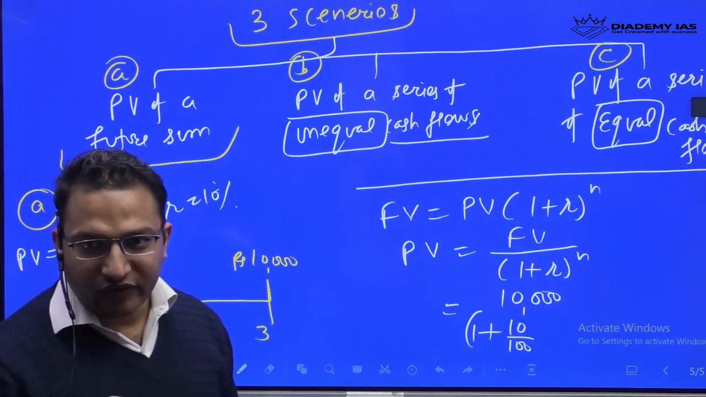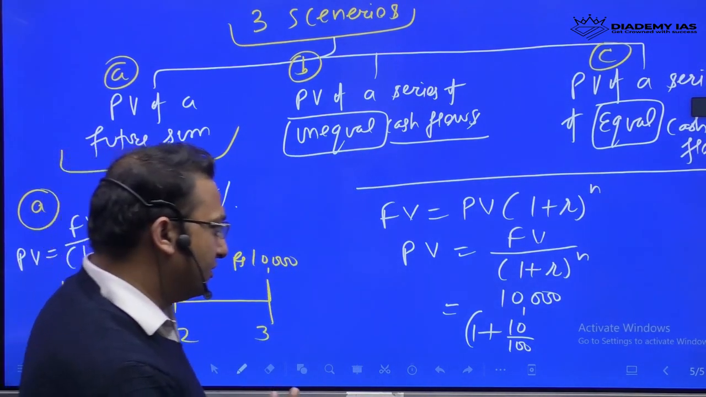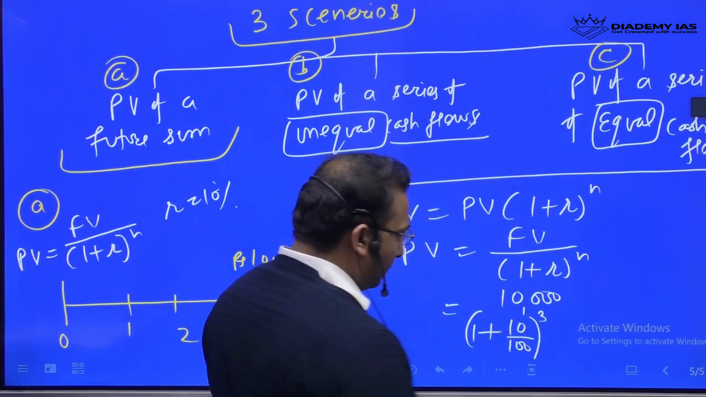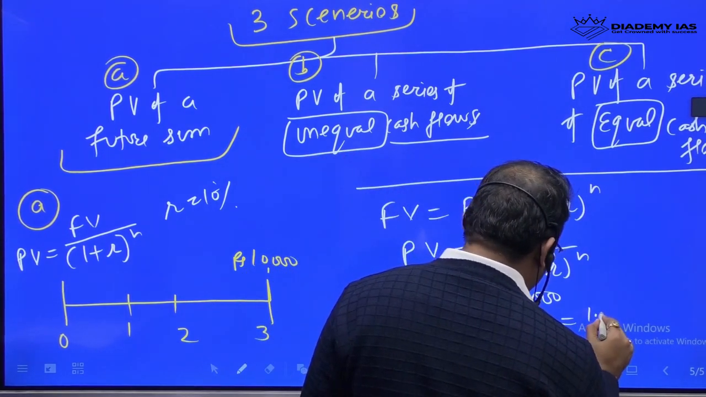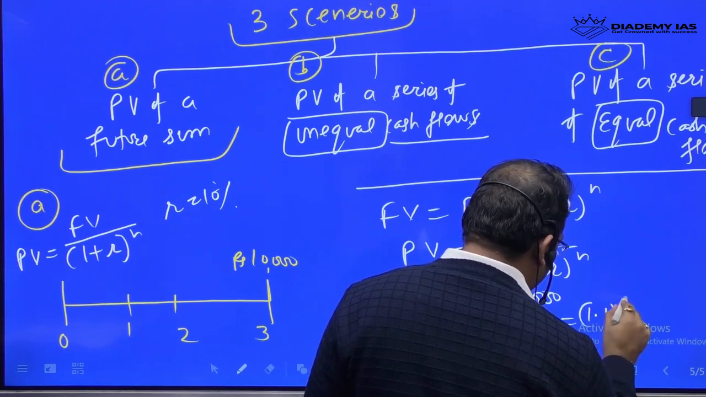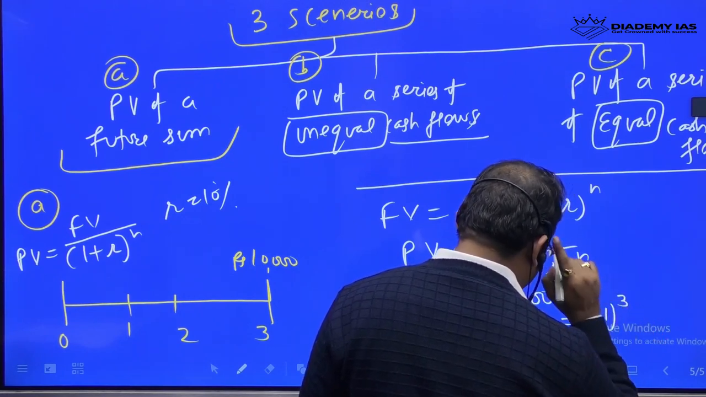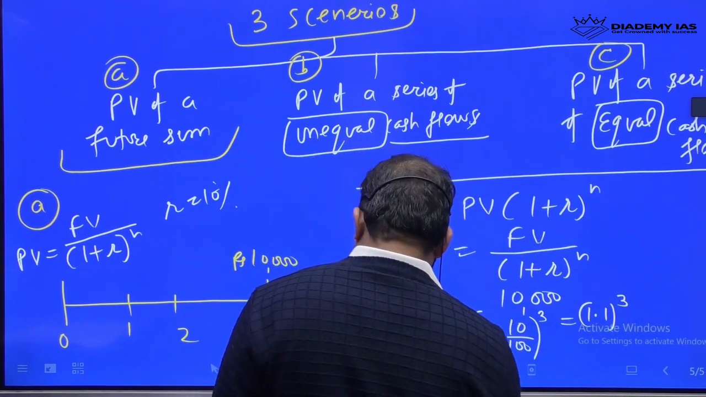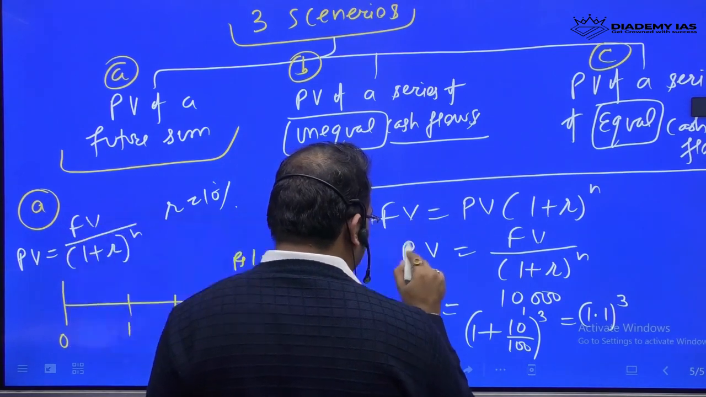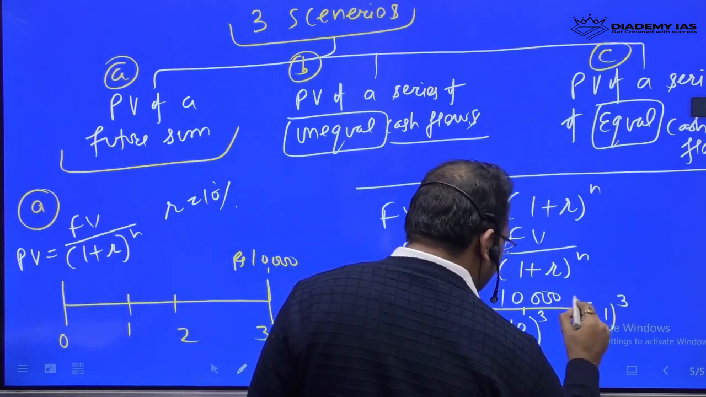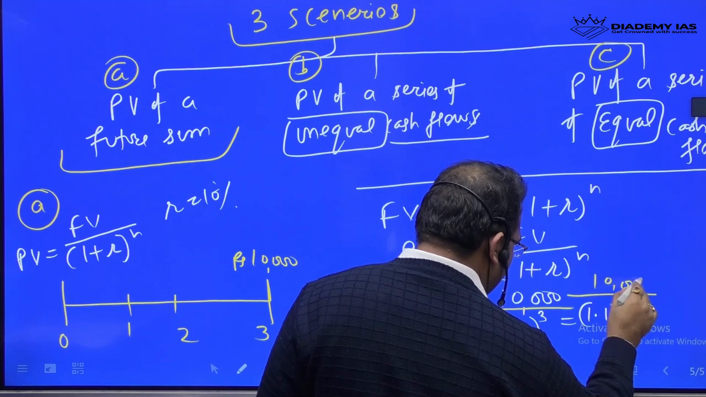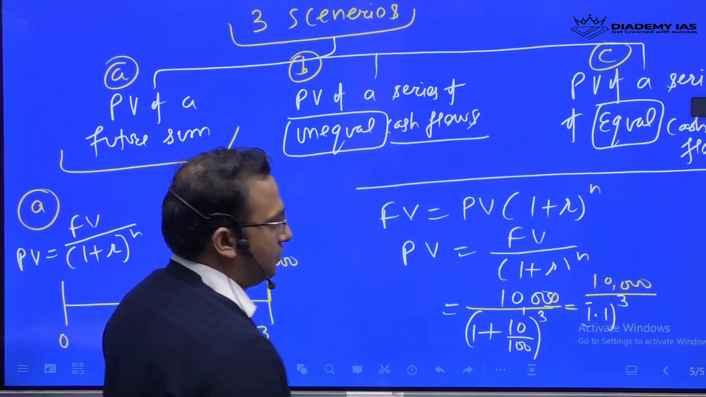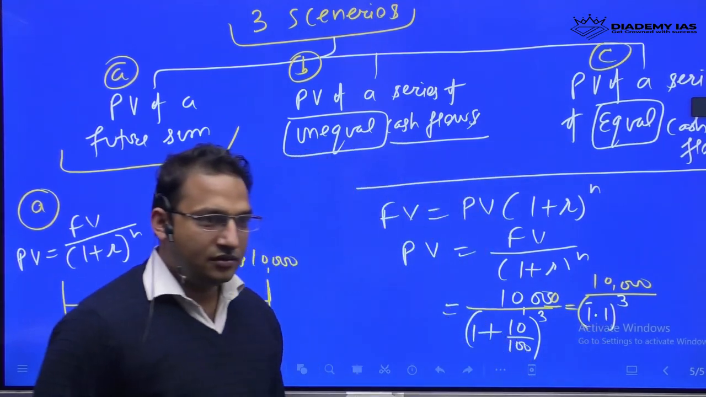How do we calculate 0.1? Kaise aa raha hai ye? So 10 upon 100, hai na? And then raised to power n, that means 3. So 1.1 raised to power 3. Sorry. Haan, isko humne divide nahi kiya maine. Yes. Are you getting this, everyone?